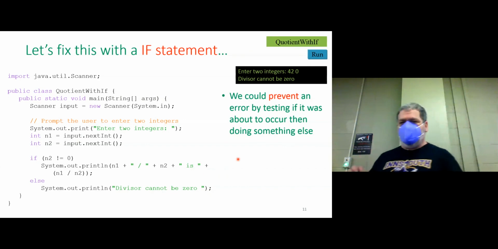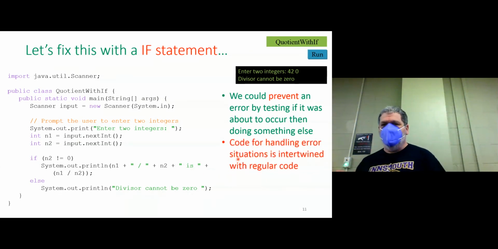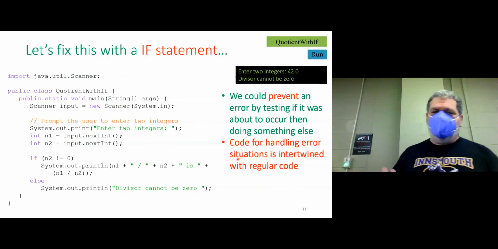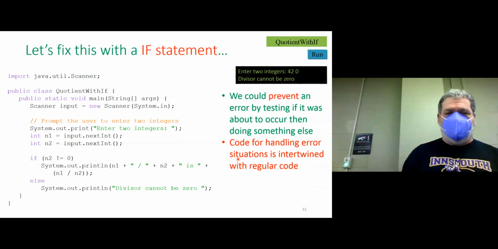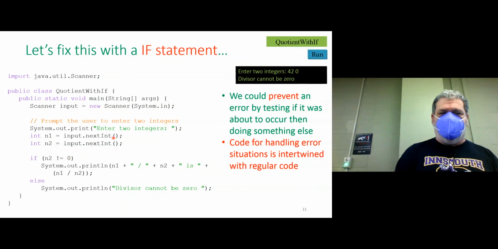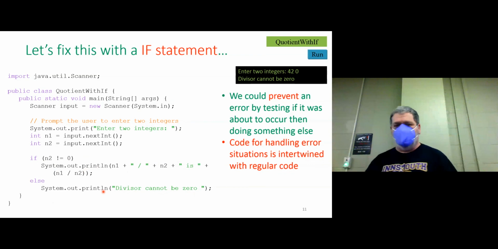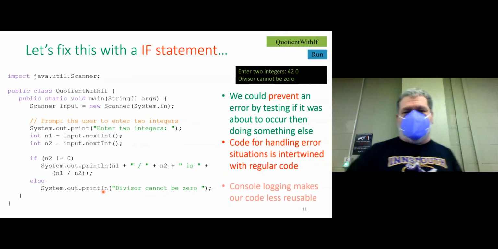Okay? So we can prevent the error before it happens. The code for handling the error is kind of mixed in with the logic of the application. The logic of the application was: get two numbers, divide. Now I have this if statement, that else, that is kind of in the middle. So that could be a weakness.